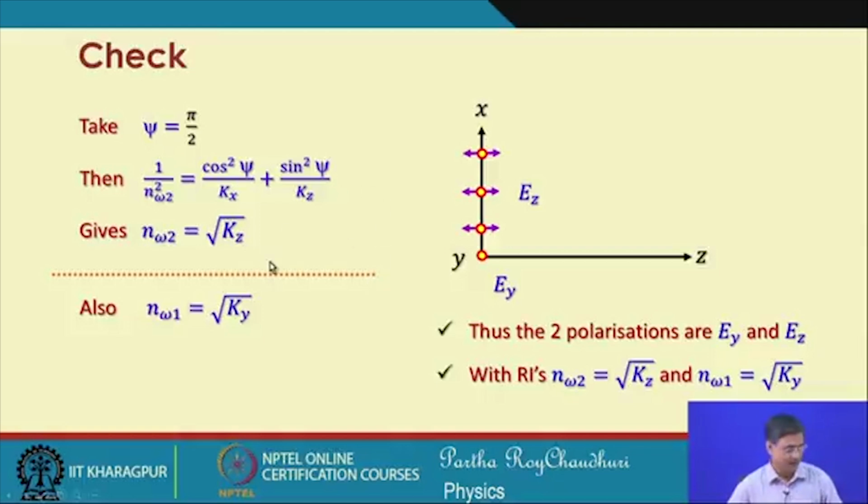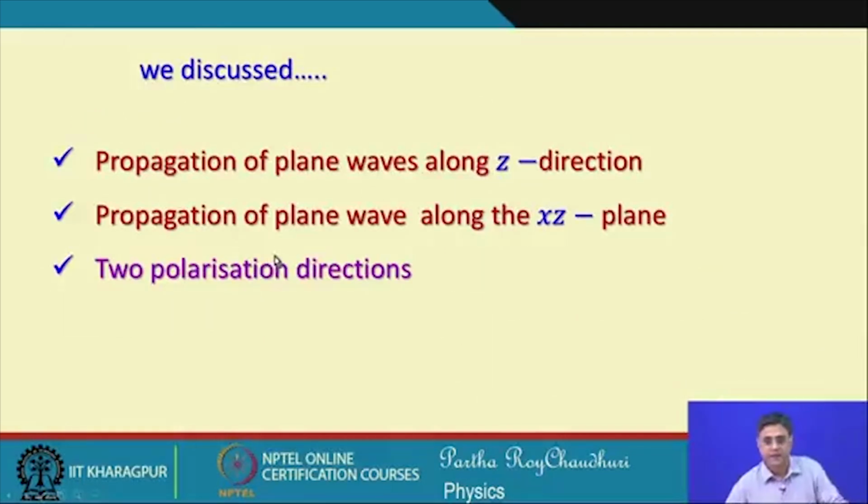So, by doing this we could actually identify what will be the direction of polarization, what are the directions of the electric field vectors, and a slightly different situation when the wave is travelling along the xz plane, what are the two different directions of the polarizations. So, in the next section we will continue with this. Thank you.